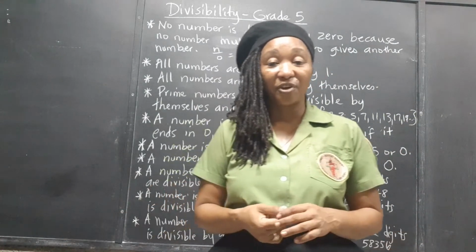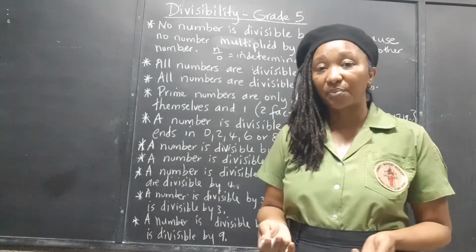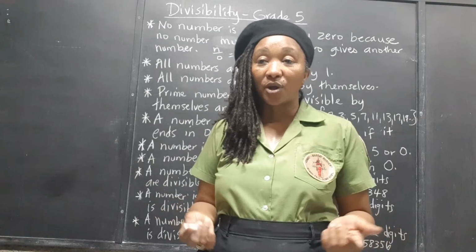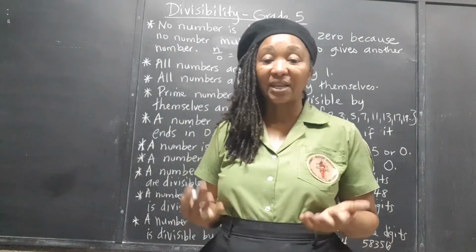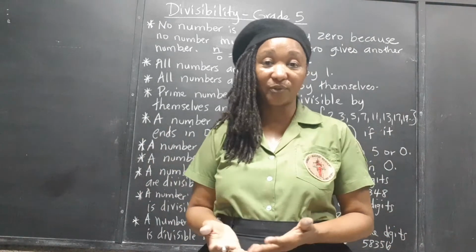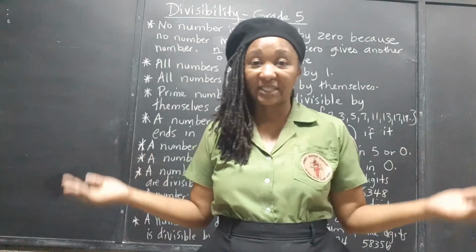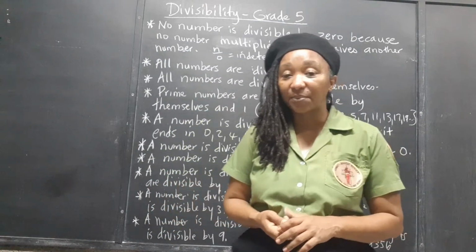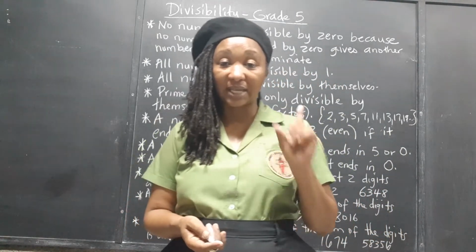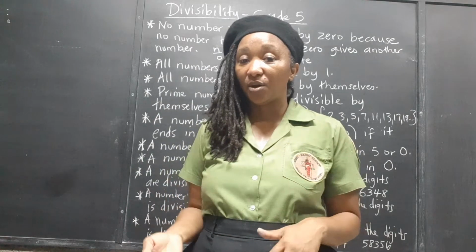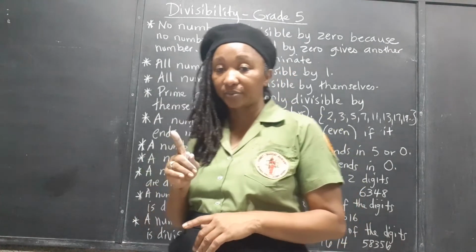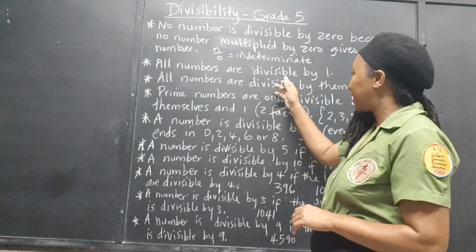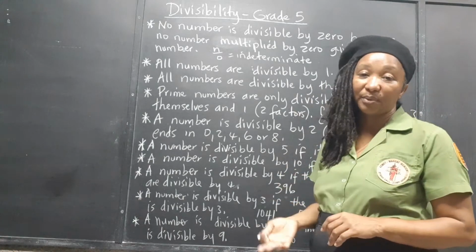Okay. All numbers are divisible by themselves. We often take that for granted, but we need to remember every number can go into itself once. So if we have 20, we can divide it by 20. We get one group of 20. 56 is one group of 56, right? So every number is divisible by itself exactly once. Any number divided by itself gives 1. Okay. So all numbers are divisible by 1, and all numbers are divisible by themselves.